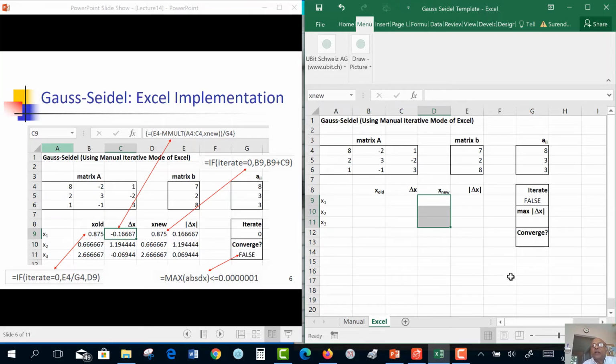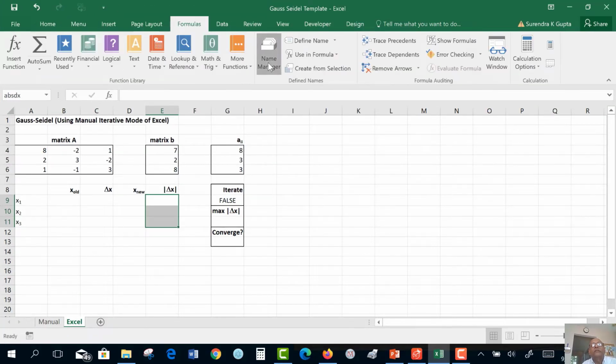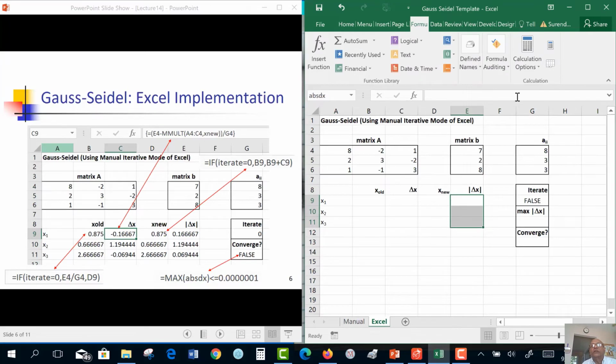It would also make it easier if we give this a name too. So let's call this absolute delta x. So we have created 3 names. Let's check them. Always use name manager. So we have created 3 names.